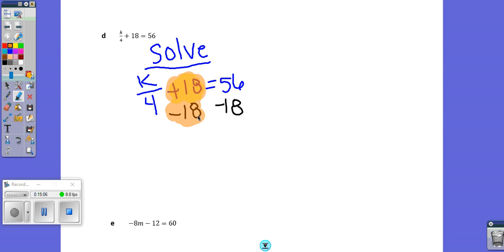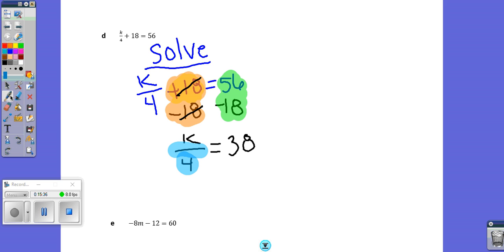And over here, I have 56 minus 18, so we'll calculate that too. Okay, so 18 minus 18, that's 0. So on the left side of the equal sign, you're left with k divided by 4 is equal to 56 minus 18 is equal to 38. And then the inverse operation of, because this guy right here, this is technically divided by 4, right? So the inverse operation of division is multiplication. So we're going to multiply both sides by 4.